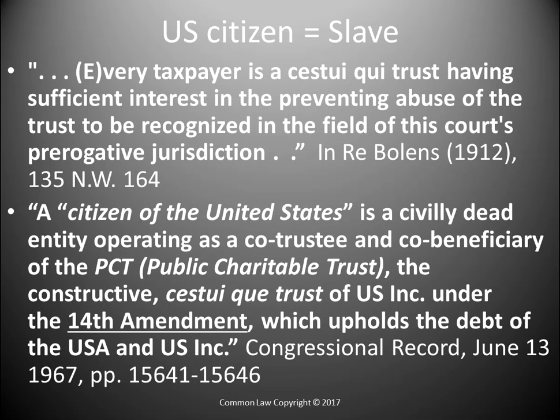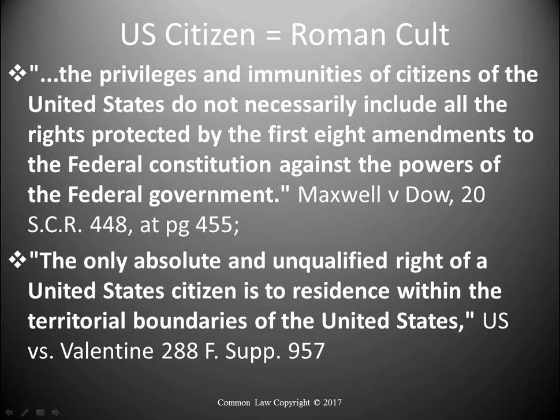That's Henry Boland's 1912. A citizen of the United States is a civilly dead entity operating as co-trustee and co-beneficiary of the public charitable trust, the constructive Sestake Trust of U.S. Inc. under the 14th Amendment, which upholds the debt of U.S. and U.S. Inc. And that's a summary of 5 pages of the congressional record on June 13th, 1967. So the point being is that a U.S. citizen is a Sestake Trust.